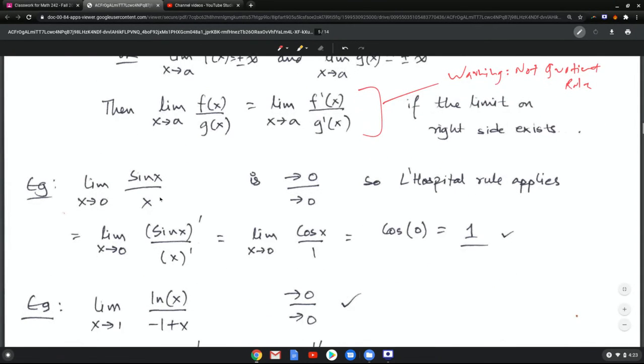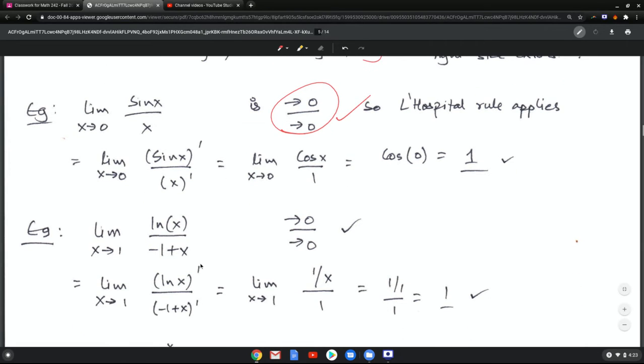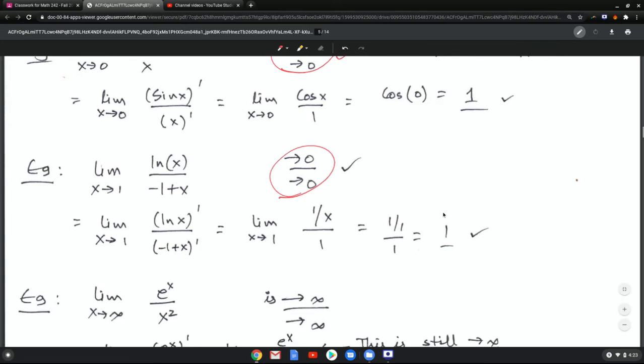Example, as x goes to 0, sine x over x. The first step is to check, yes, it is indeterminate, so I can apply the rule. Take the derivative, cosine x over 1 becomes cosine 0, which is 1. Similarly, log x over negative 1 plus x, take the derivatives and it comes out to be 1. This first step is essential. You have to check that it is an indeterminate form.